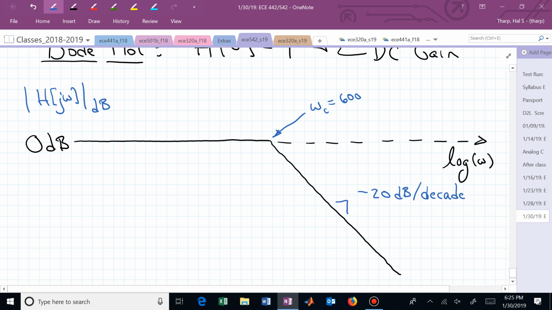It's minus 20 dB per decade or minus 6 dB per octave. Are we comfortable with what an octave is in frequency? What's a decade? Factor of 10. An octave is a factor of 2.